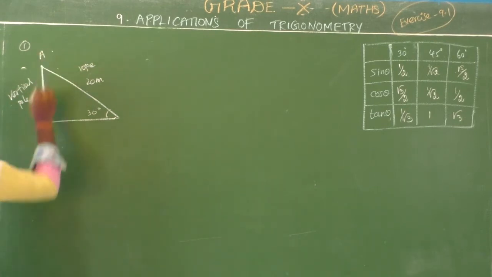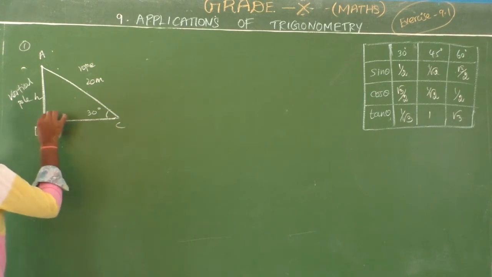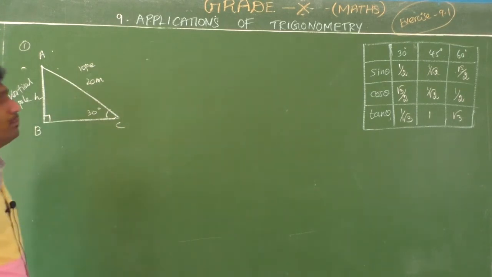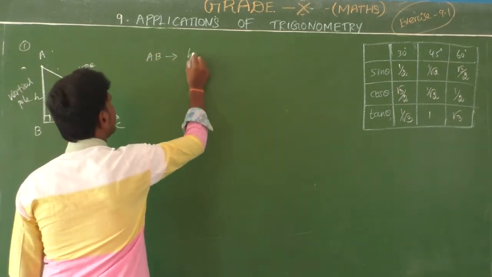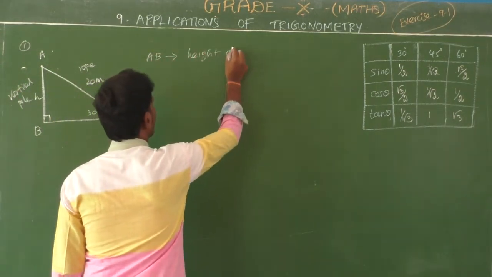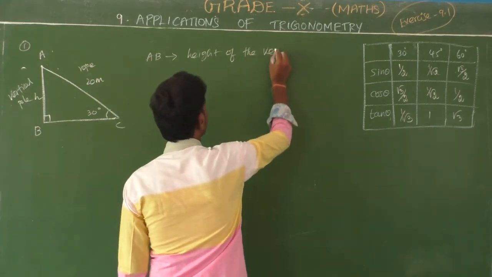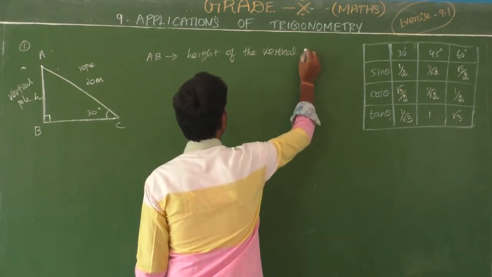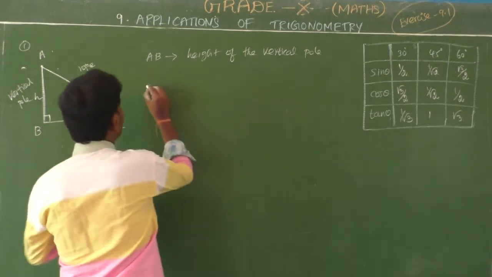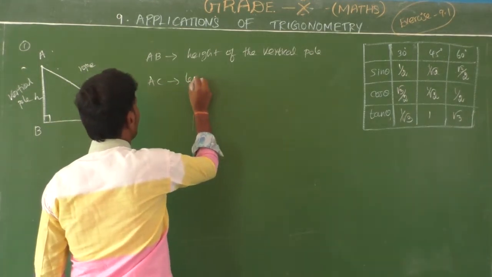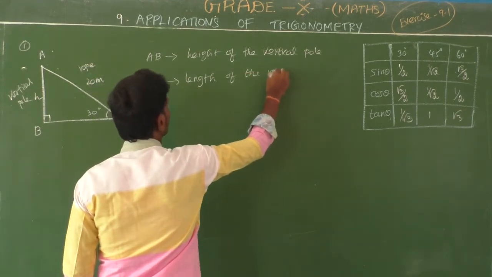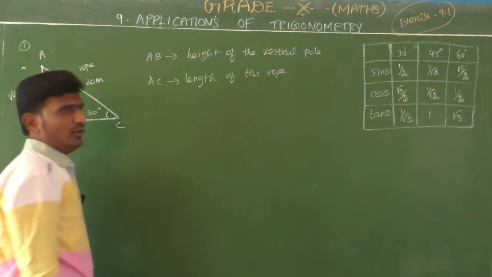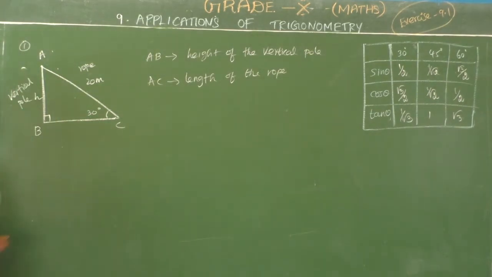So I am going to give you the name ABC. So the right angle at B. Okay, now let AB be the height of the vertical pole, and AC be the length of the rope. Length of the rope. Okay, now what you are going to find? That is the height of the vertical pole, you know.